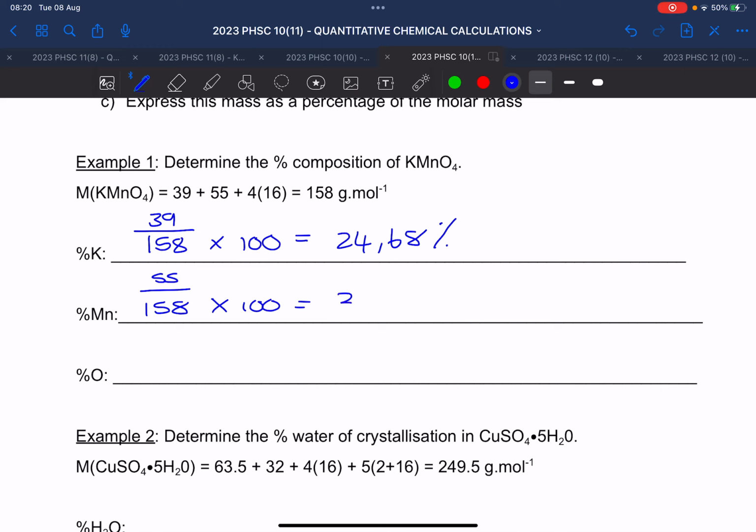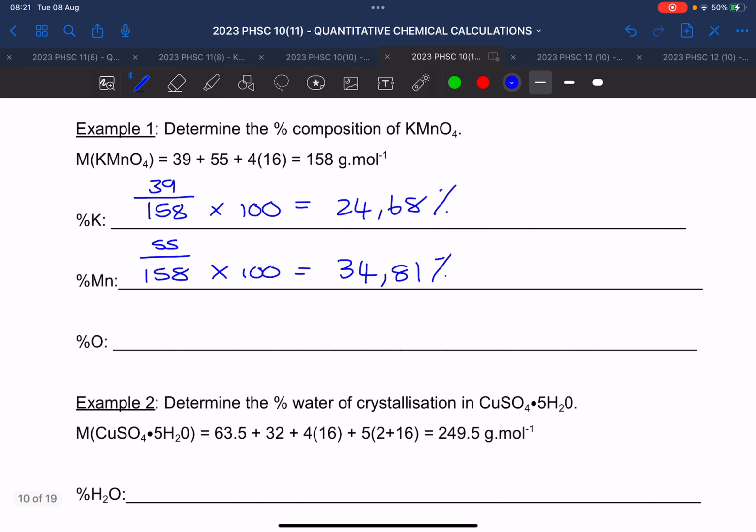That gives you 34.81%. And then if we look at oxygen, you see that we have four oxygens. So for oxygen, we need to multiply its mass by four, because there's four oxygens, so it's 4 times 16 over 158 times 100.